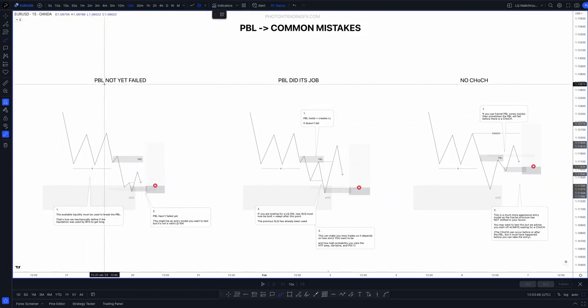So let's start off with the first one. And this is basically where the point before the liquidation has not yet failed. Okay, so imagine you have your higher time frame zone. You're waiting for it to be obviously mitigated because you can't look for an entry until it's been mitigated. And you want to wait for a strong liquidation, right? So you need to see that strong liquidity built. So it's built here with the equal lows.